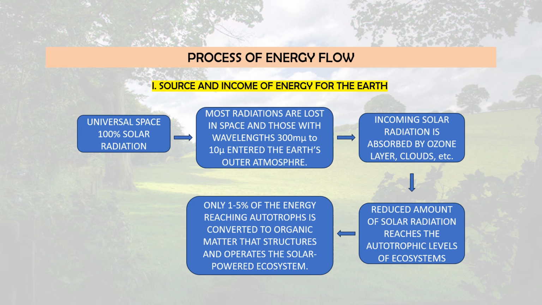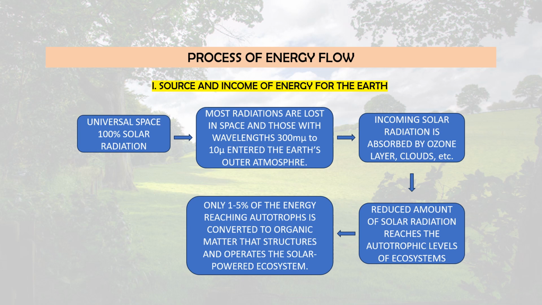Now, there are some processes of energy flow, and it includes mainly three steps, that is source and income of energy, fixation of energy by autotrophs, and energy beyond the producer, that is autotrophs. So one by one we will see what we have in these processes. The first process is source and income of energy for the earth.